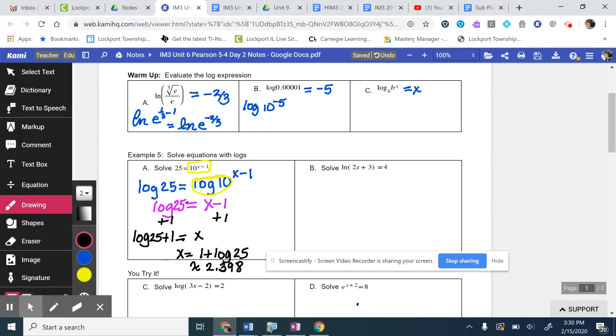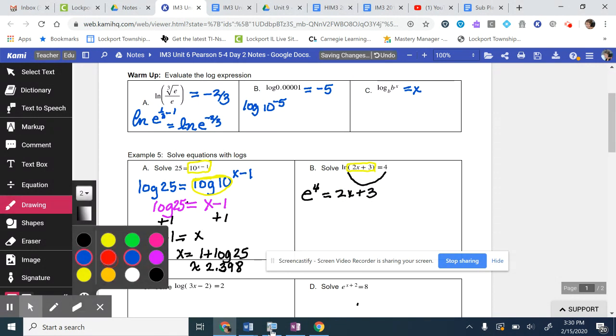Go to the next one here. I am noticing that the variable is not in the exponent this time. It's part of the argument of the natural log function. So now my strategy, where we had it in the exponent, we used the log. Here we're going to use the strategy of rewriting this in exponential form. So we start down at the base, and we say e to the fourth is equal to 2x plus 3.